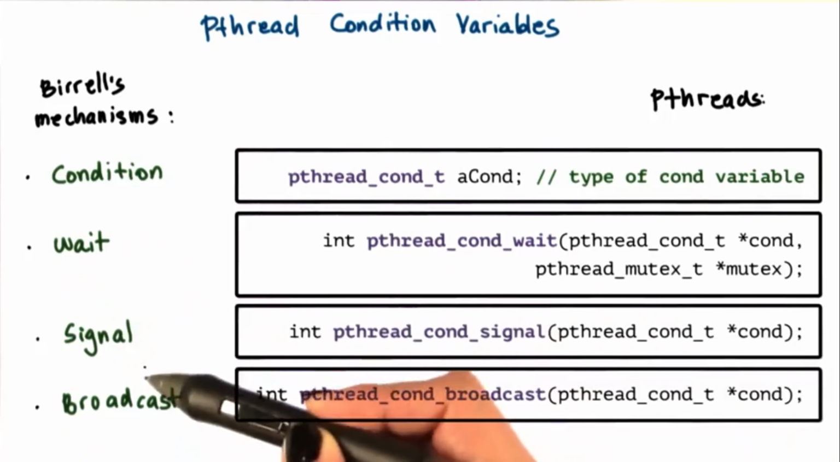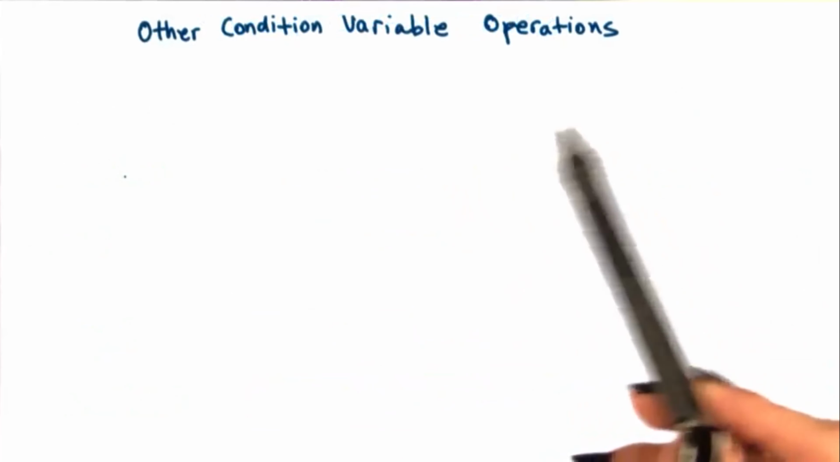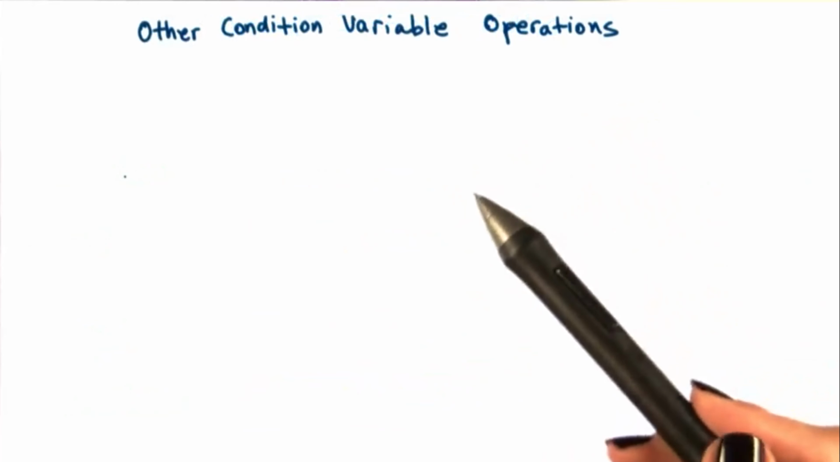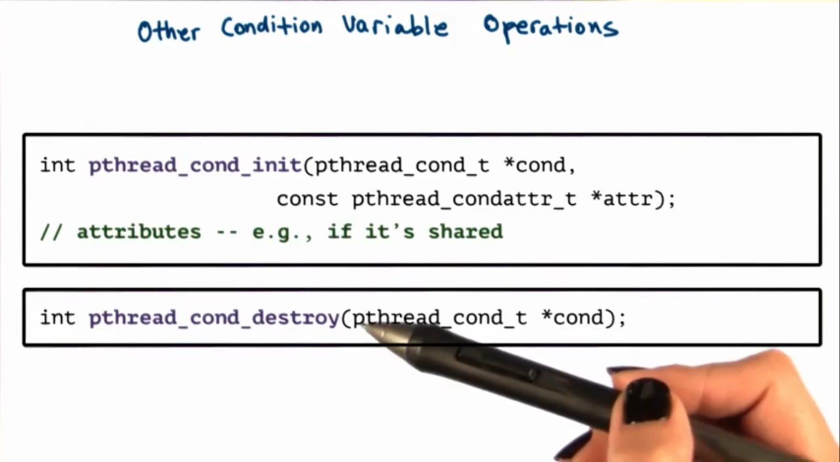Identical to the signal and broadcast mechanisms in Birrell, Pthreads has pthread_cond_signal and pthread_cond_broadcast that we can use to either notify one thread that's waiting on a condition variable using the signal operation, or to notify all threads that are waiting on a condition variable using the broadcast operation. There are also some other common operations that are used in conjunction with condition variables. These include the init and destroy functions.